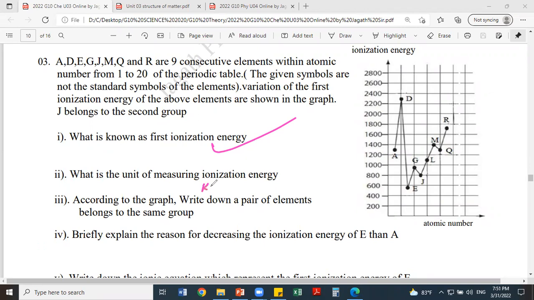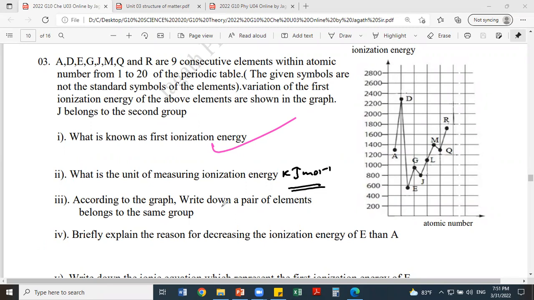Kilojoules per mole. K simple, otherwise it will become Kelvin joule, right? Kilojoules per mole. K simple, J capital, per mole.